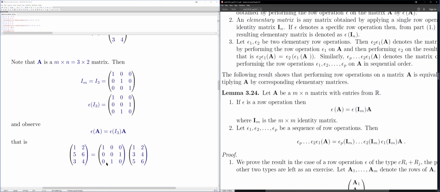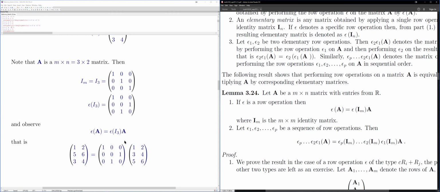Now, how do I get that elementary matrix? I use my identity. And what I want to do is switch row 2 and row 3, so I switch row 2 and row 3 on the identity. And that gives me this one over here, and now this is carrying the information to switch row 2 and row 3. And when I multiply this matrix against my original matrix, it will do the switch of row 2 and row 3.